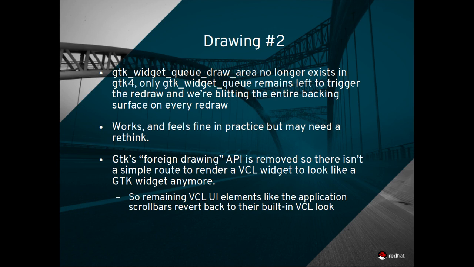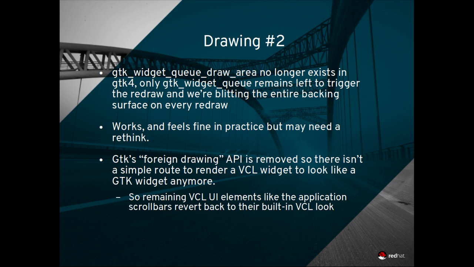Side effects of the changes in GTK4 is that there is no longer the queue draw area, only the ability to call the full GTK widget queue draw. So only that remains left to trigger the redraw, and on the redraw we're blitting our entire backing surface on every redraw, so on every cursor blink the whole thing is blitted again. This all works, and it feels fine in practice performance wise, but in the long run we may need a rethink on that one.